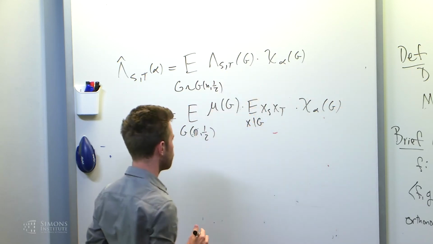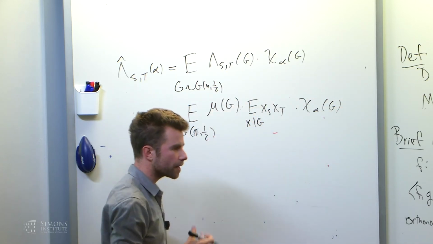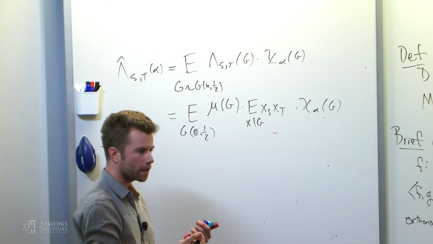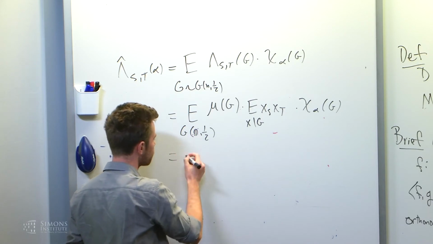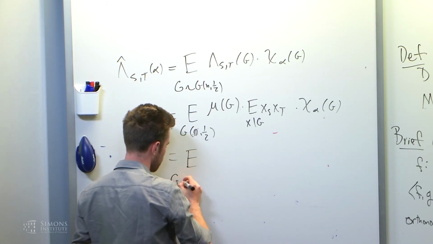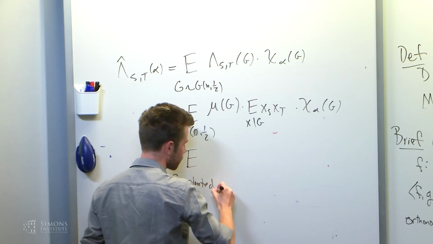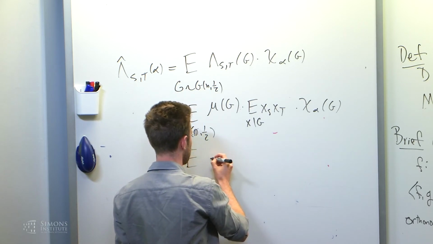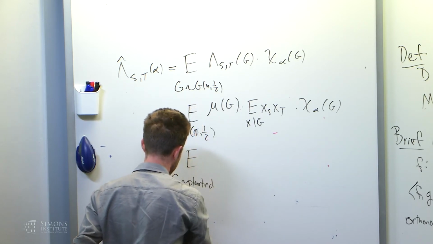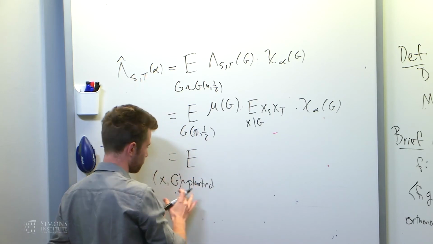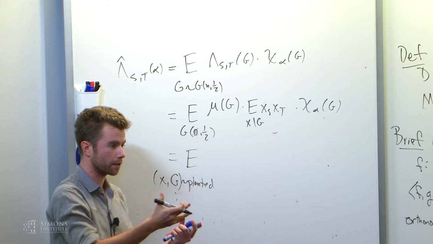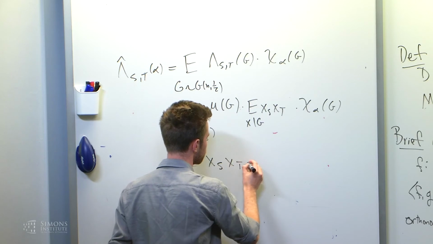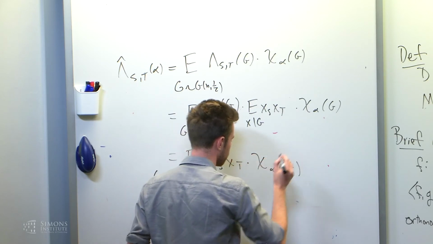So I just expanded this definition. And now I'm going to use the definition of relative density to swap out these underlying distributions. What does a relative density do? It just lets you say that this is by definition equal to the expectation under a graph sampled from this planted clique distribution. So now these graphs have honest-to-God cliques in them. I should say that a pair (x, G) was sampled from the planted distribution. So x is the indicator vector of this large clique, G is a graph with an honest-to-God large clique in it, x_S, x_T times chi alpha of G.